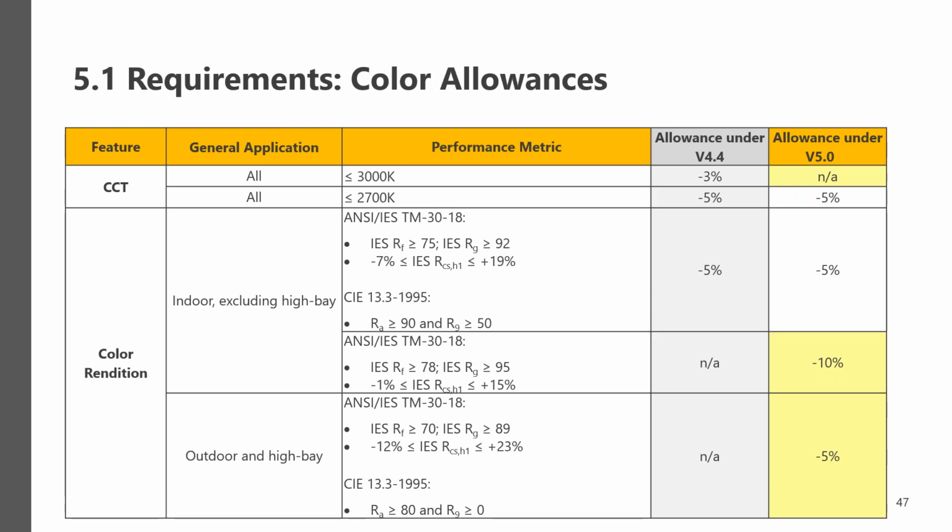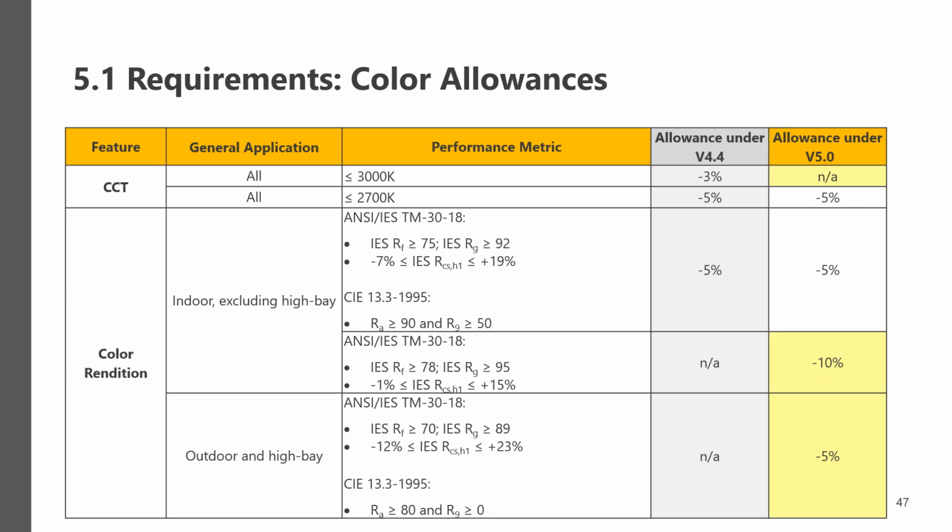So the first update to allowances under version 5.1 is simplifying those CCT allowances. We are removing the ability to get 3% for CCT less than 3000 K, but keeping the 5% available for CCTs less than 2700 K. So you can see there on the screen, the allowance under 4.4 is 3% for those 3000 K products. We're just removing that and keeping the 2700 K allowances.